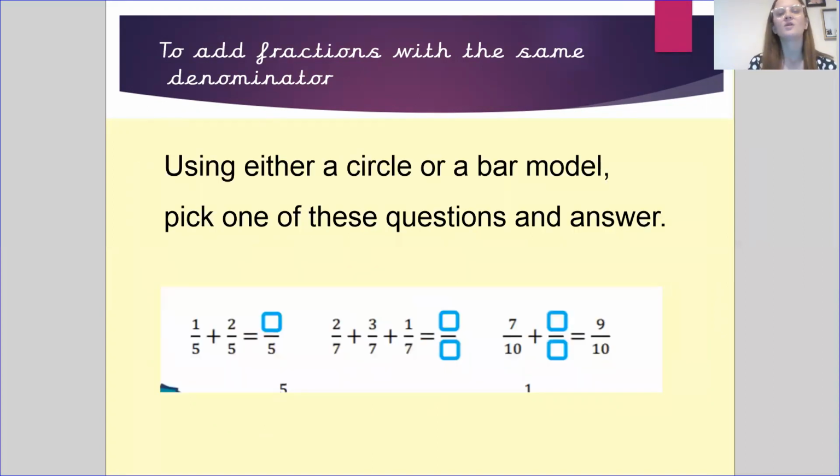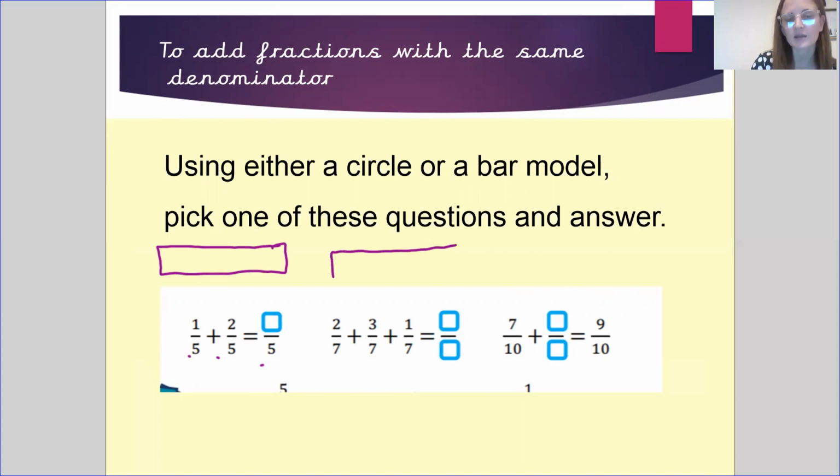So using either a circle or a bar model, just like we've shown, I want you to pick one of these questions and answer it, or if you want to challenge yourself, you can do all 3. It would probably be best actually to use your bar model to do this, because it is easier to draw the amounts equally in a bar model than it is in a circle. So you would draw 3 bar models.